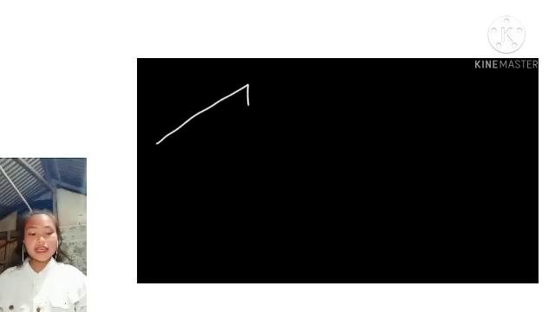Now, let's say we're given a right triangle and we have the values of two sides, let's say this is 3 and this is 4, and here's the angle theta. Find the missing side of the right triangle and then find the values of all six trigonometric functions: sine, cosine, tangent, secant, cosecant, and cotangent.